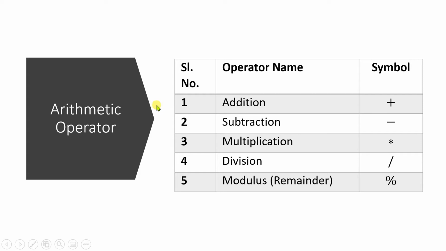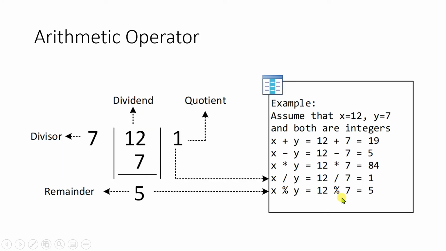We know arithmetic operators constitute 5 different operators. One is the addition operator, the second is subtraction, and we use multiplication. The star symbol is used for multiplication, for division we use the forward slash, and to find the modulus, or the remainder, we use the percentage symbol. What is the difference between division and the percentage symbol? I am going to explain that with an example. I have explained every operator used in arithmetic operators here.